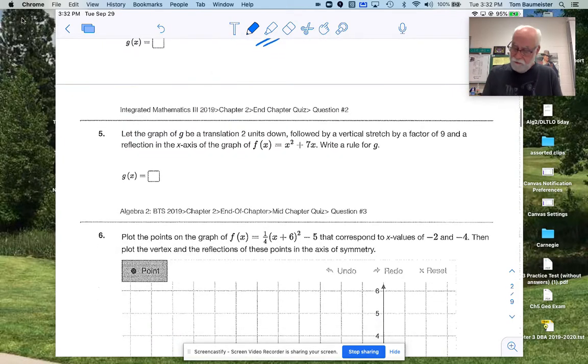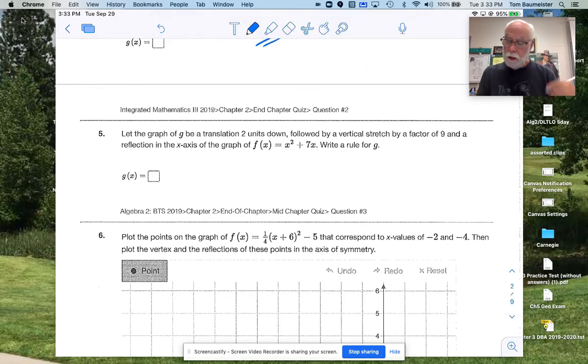All right, number 5. Let the graph of g be a translation 2 units down, followed by a vertical stretch by a factor of 9 and a reflection in the x-axis of the graph of f of x is equal to x squared plus 7x. Write a rule for g.